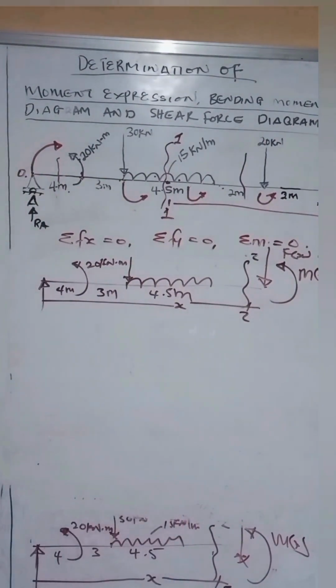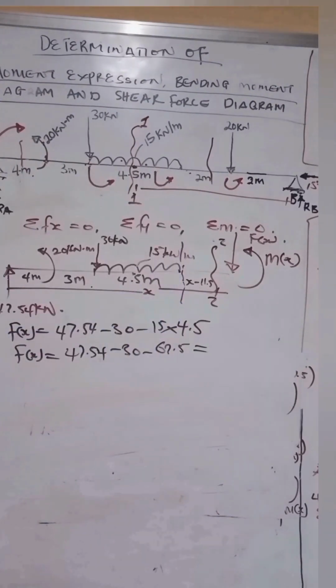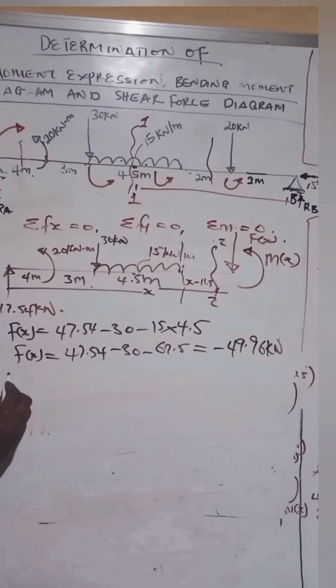All right, zone 3 is 11.5 to 13.5. So within 11.5 to 13.5, we're going to have a constant shear of this value. This value of shear is not going to be in terms of x. So we're going to have it as this minus 30. Okay, now let's obtain the moment expression for this one. We're going to have the moment expression to be this.